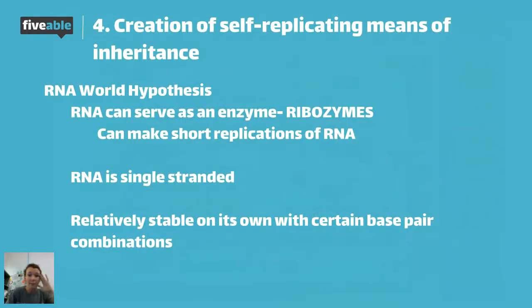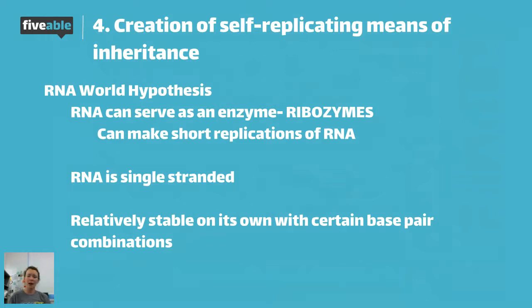Okay, last step, creation of self-replicating means of inheritance. Wow. Okay, so this is what you need to take away from this. You need to know that scientists are 99% sure that, while they used to think that DNA was the first method of inheritance because it just made more sense, if you really think about it, it makes a lot more sense that RNA would be the first actual piece of inheritance, genetic material. So the RNA World Hypothesis is pretty widely accepted by scientists everywhere.